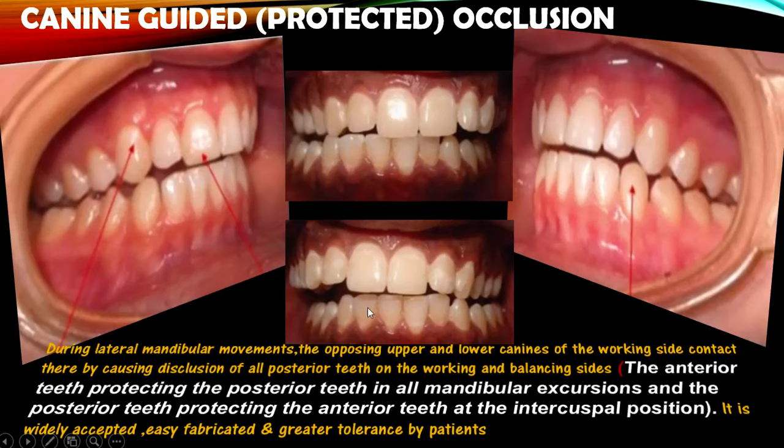This type of occlusion is widely accepted in fixed prosthodontics and easy to fabricate, with greater tolerance by the patient, and it reduces stress. طبعا يحتاج ان هنا كاناين قوي لان الضغط كله راح يصير على الكاناين. اوكي.